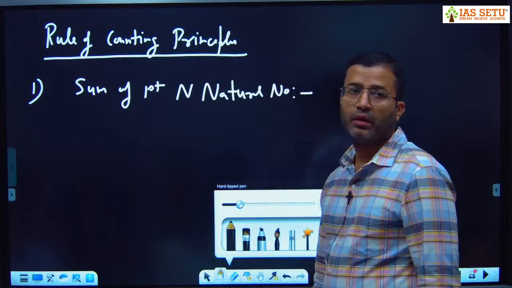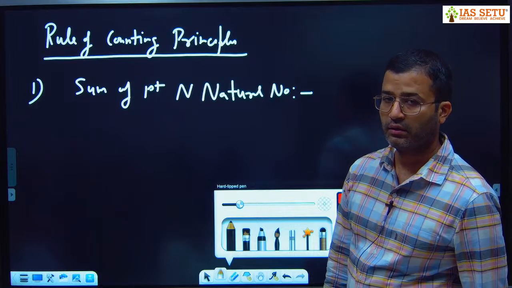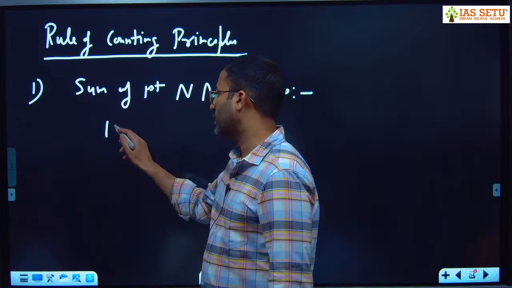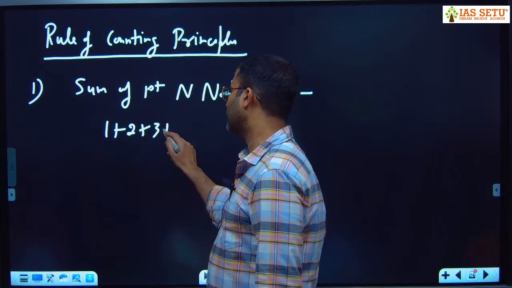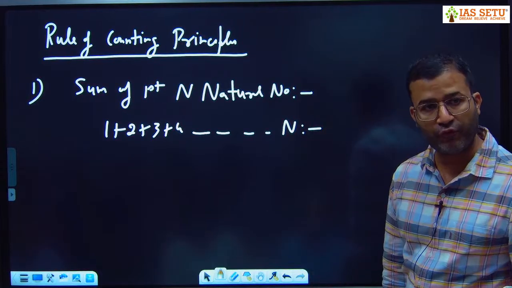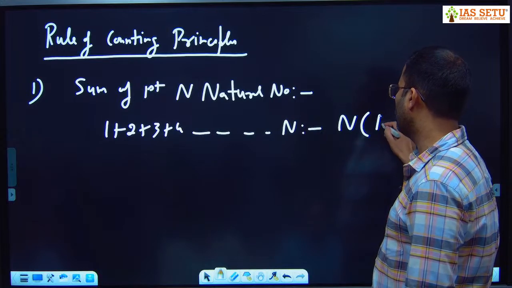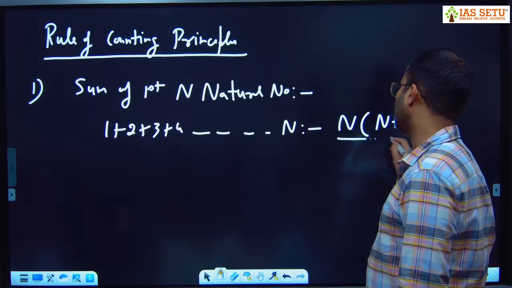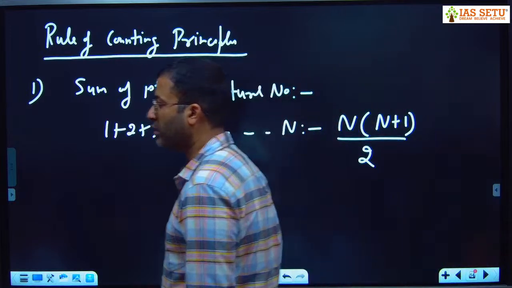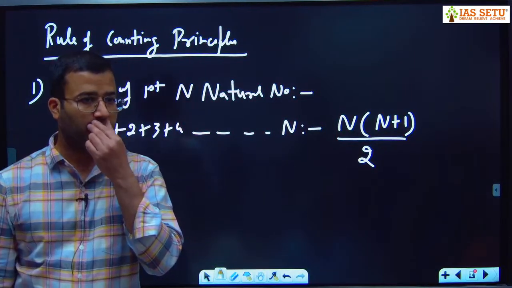Okay. Anyone of you know this formula? What I mean is the sum of the first n natural numbers: 1 plus 2 plus 3 plus 4 up to n. The sum of the first n natural numbers, the formula is n into n plus 1 divided by 2. N into n plus 1 divided by 2.